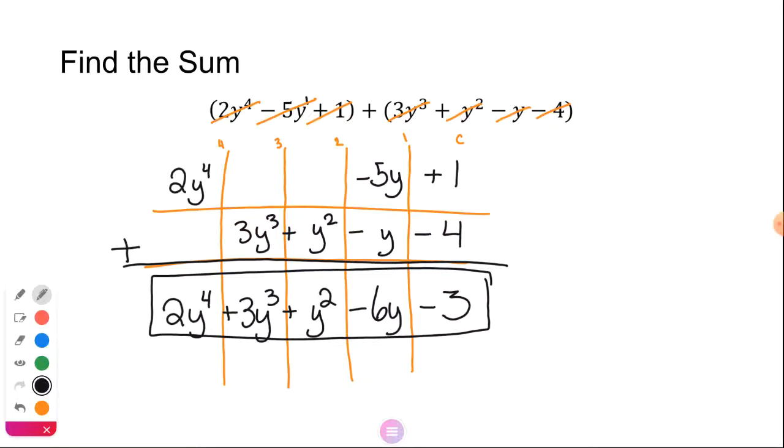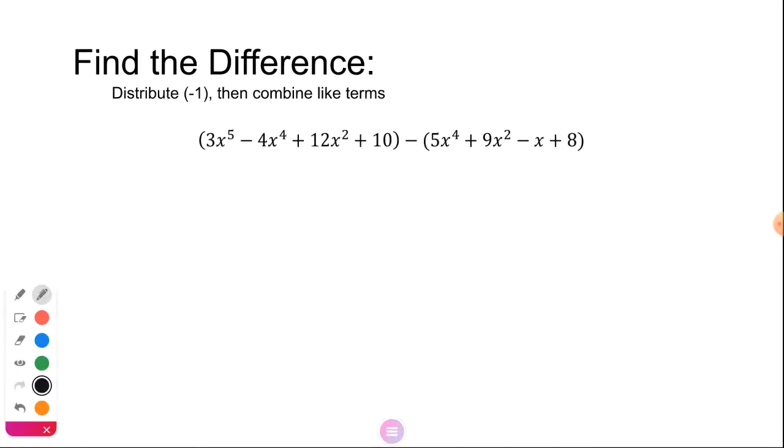Let's go ahead and look at what happens when we subtract. Same idea, but there's one slight step that we have to do at the beginning, and that's to turn this into addition by distributing the negative 1. Because we're subtracting, we have this little negative 1 that's hiding here. So we're going to distribute that to everything that's being subtracted. This entire polynomial is being subtracted, and we're going to create a new polynomial addition problem. So we're going to have 3x to the fifth minus 4x to the fourth plus 12x squared plus 10.